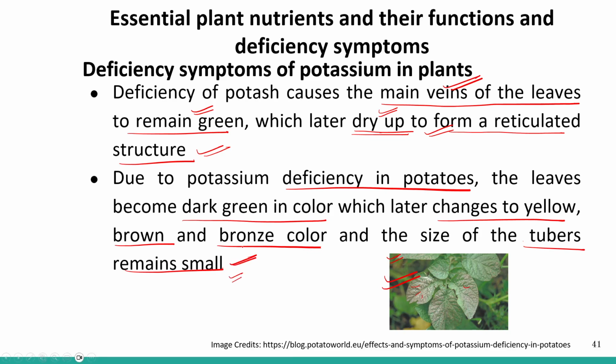Leaves are primary for the process of photosynthesis, and if the photosynthesis rate is affected, then again the tuber that stores the starch in it also gets affected, right? So here we can see the potassium deficiency in the case of potatoes. The leaves earlier become dark green in color, but later change to yellow, then brown and then bronze color. So here you can see a bronze color leaf.